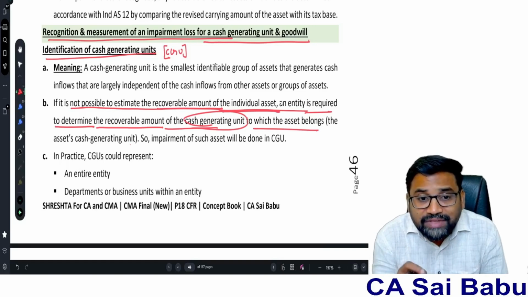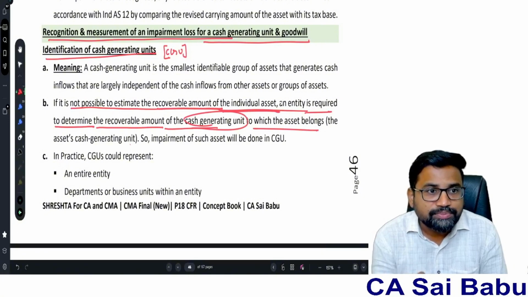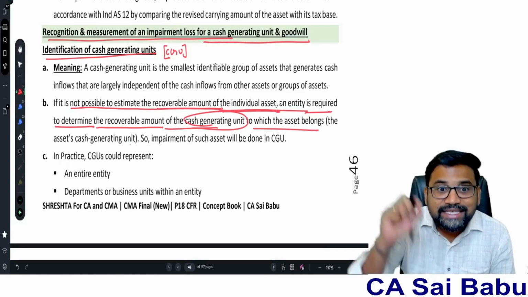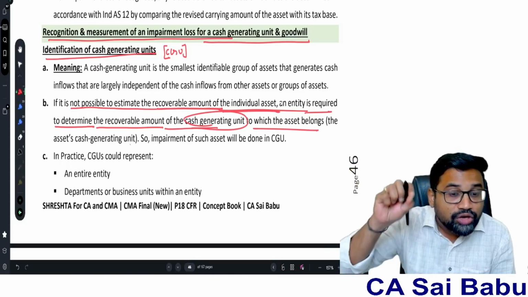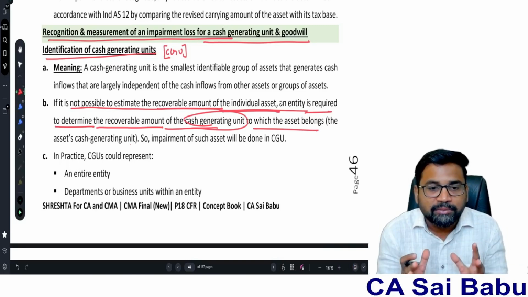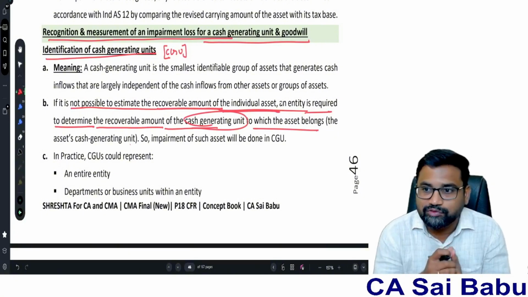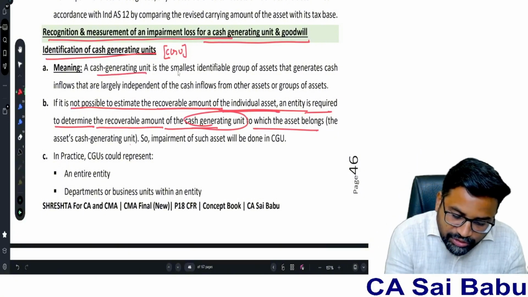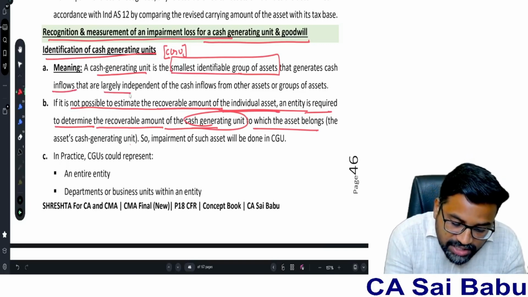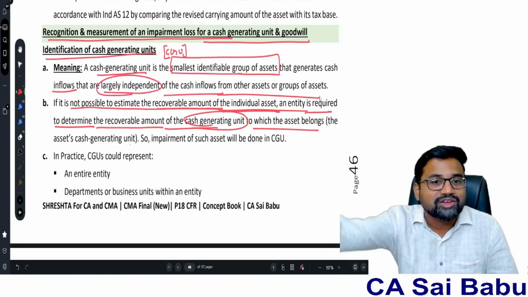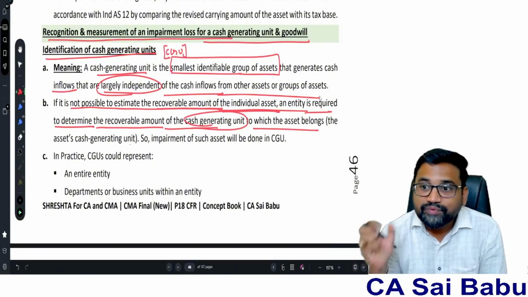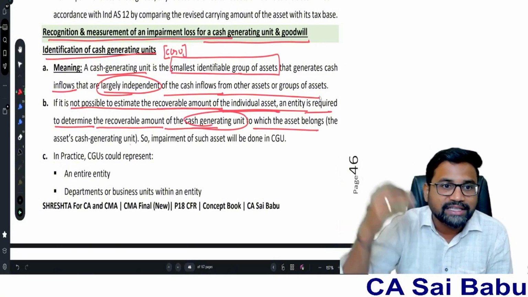Then how to test the impairment of that individual asset? That's why they brought the concept of CGU. If it is not possible to test the impairment at individual level, then test the impairment in CGU, cash generating unit. That means the cash generating unit to which this asset belongs. So what is cash generating unit? Simply nothing but a group of assets together which generate cash flows. So cash generating unit is the smallest identifiable group of assets that generate cash inflows that are largely independent of the cash inflows from other assets or group of assets. So group of assets together generating cash flows which are purely independent of the cash flows generated by other assets or group of assets.